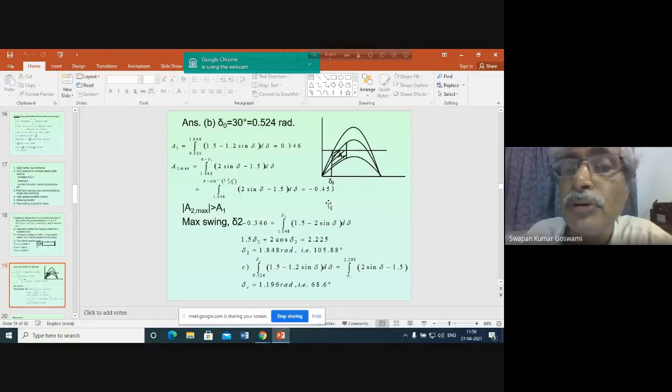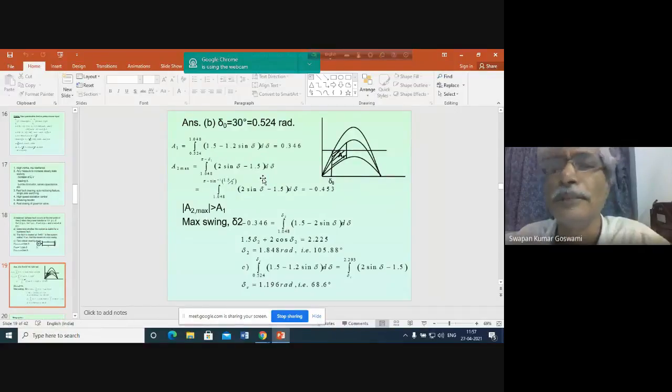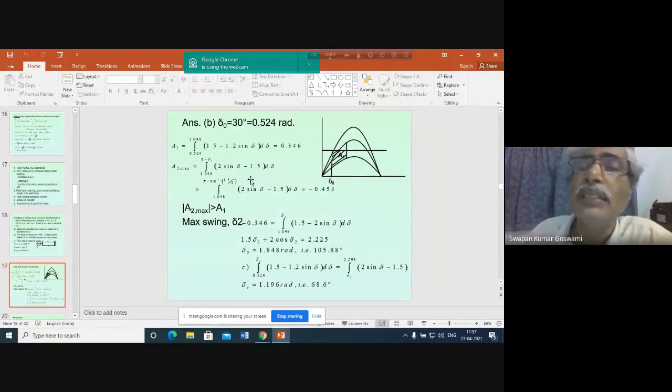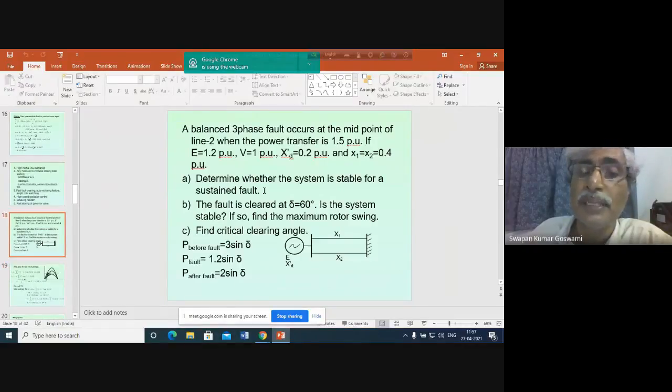Why is it unstable? Because you see, input is always greater than output. Always there will be acceleration. There is no question of any deceleration. So when the fault is sustained, when the fault is not removed, how will the speed decrease? It will always be above synchronous speed, and it will go on increasing until the stability of the system is lost, and the generator has to be disconnected finally. Okay, so under the sustained fault condition, the system will become unstable. So this is the answer for the first part from observation only.